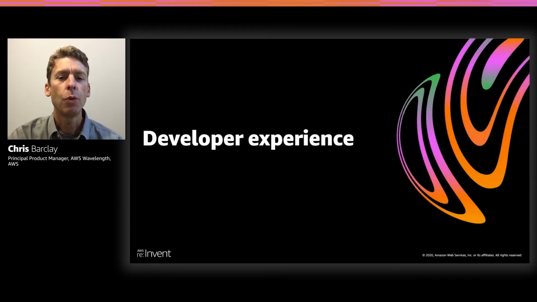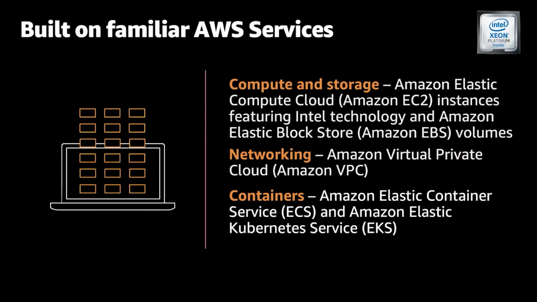Now that we've described why we built Wavelength, let's dive a little deeper into the developer experience. Wavelength is built with familiar AWS services and offers Amazon EC2 instances featuring Intel Xeon Scalable processors. In addition to EC2 instances, you can use EBS for application storage and use Amazon ECS and EKS for your containerized applications.